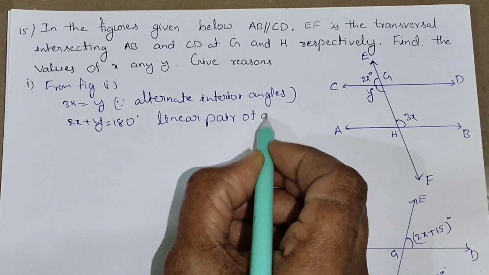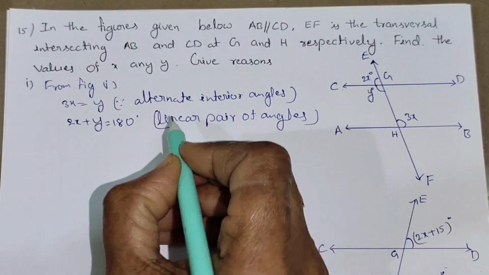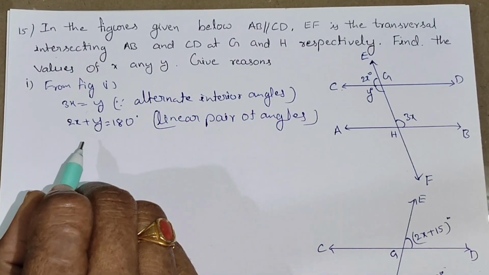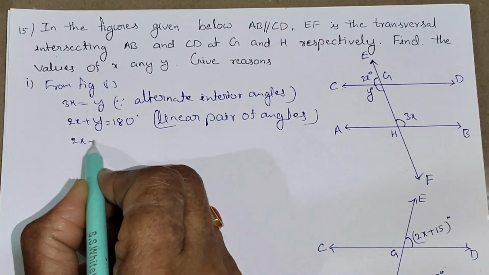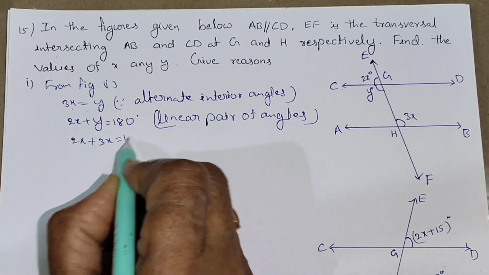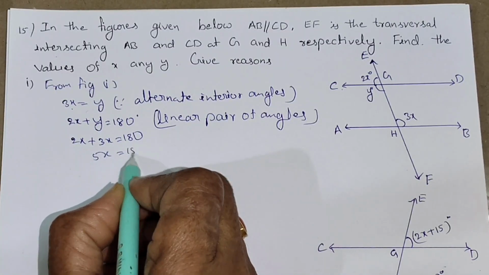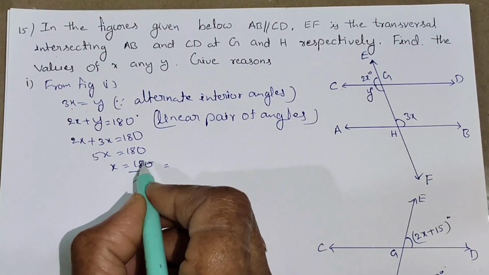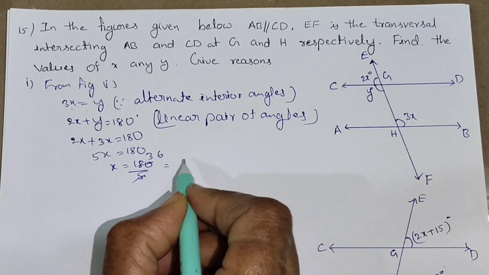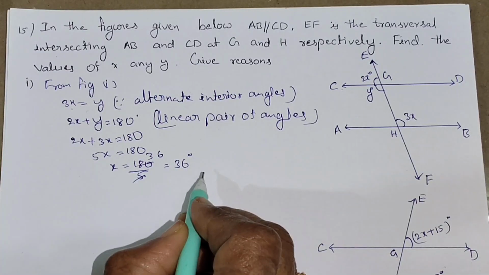Linear pair of angles. Now, substitute the y value, 3x, and find the x value. 2x plus y, that is 3x, equals 180. Here 5x equals 180, so x equals 180 by 5. 5 threes are 15, 5 sixes are 30, so 36 degrees. x equals 36 degrees.